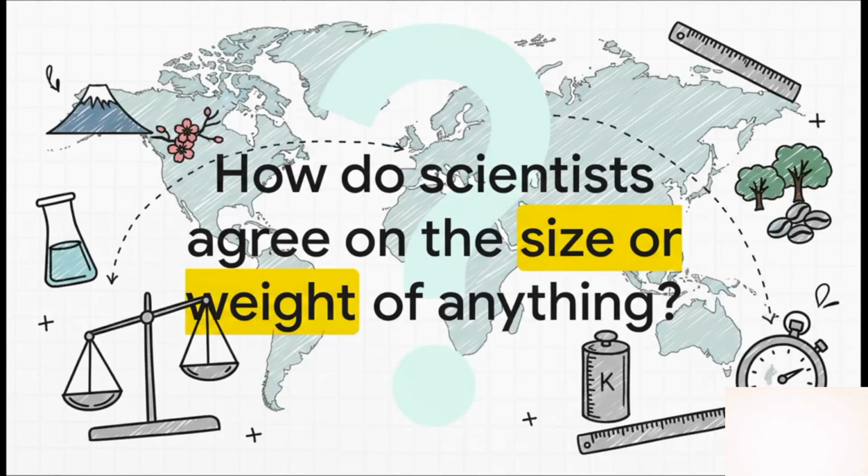No, really, think about it for a second. How does a scientist in Tokyo know that the gram they're measuring is exactly the same as a gram being measured by a scientist in Argentina? It sounds almost impossible, right? But the solution is actually this beautiful mix of simple and super complex all at the same time.